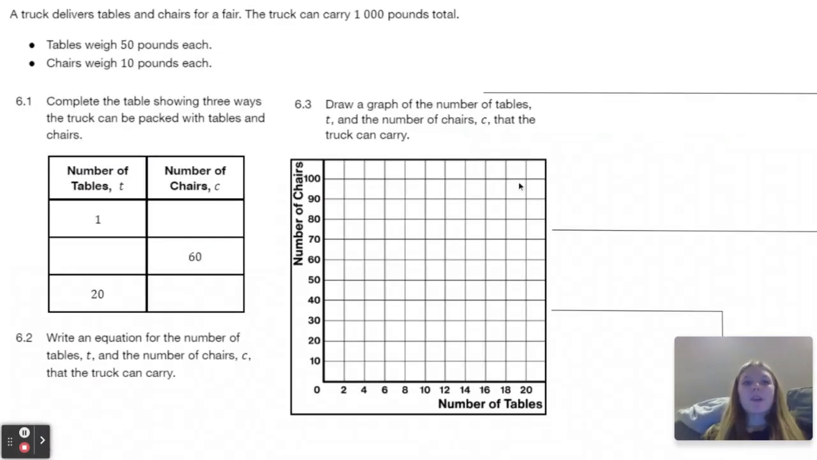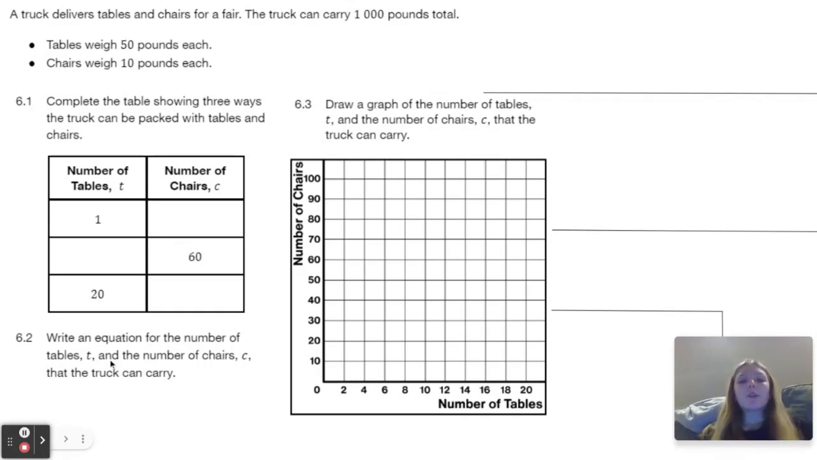Okay, a truck delivers tables and chairs to a fair. The truck can carry 1,000 pounds total. Tables weigh 50 pounds each, chairs weigh 10 pounds each. So it says that we need to complete the table showing 3 ways the truck can be packed with tables and chairs. But I think it's easier if we find the equation first, right here, so we can be more efficient in solving this.